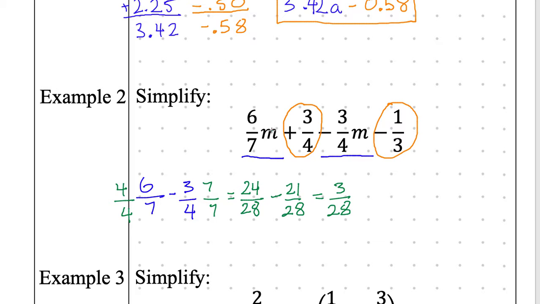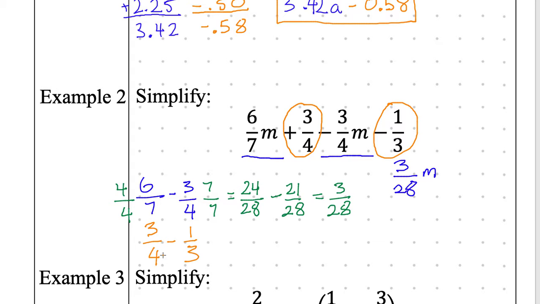And of course we were talking about m, so my final answer I'll leave over here in the far right is going to be 3 over 28 m. And then I need to do some more scratch work to find what 3/4 minus 1/3 is. So our new problem is, what is 3/4 minus 1/3?